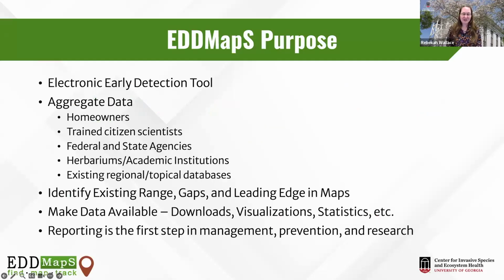Since the beginning, EDDMapS has functioned as an electronic early detection tool. We aggregate data from a wide variety of sources, including homeowners, trained citizen scientists, federal and state agencies, herbaria, museums, academic institutions, and existing regional and topical databases. This allows us to help identify the existing range, gaps, and the leading edges in the distribution maps for these different species. We also work to make this data available through downloads, visualizations, statistics, and more.